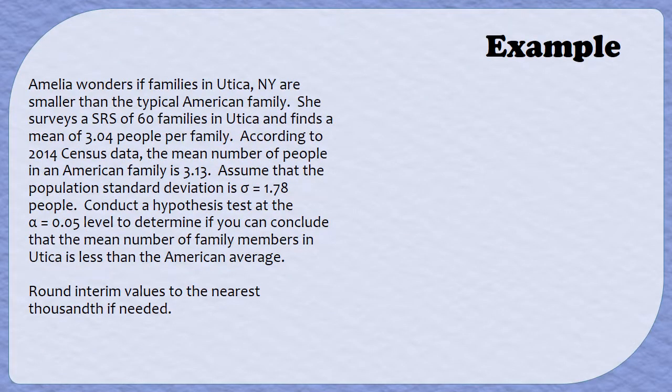Amelia wonders if families in Utica, New York are smaller than the typical American family. She surveys a simple random sample of 60 families in Utica and finds a mean of 3.04 people per family. According to 2014 census data, the mean number of people in an American family is 3.13. Assume that the population standard deviation is 1.78 people.